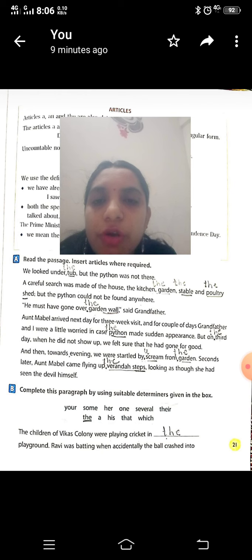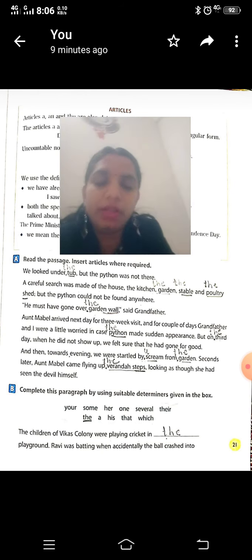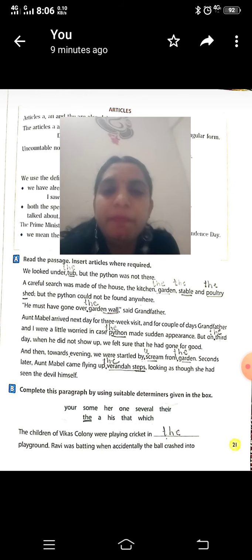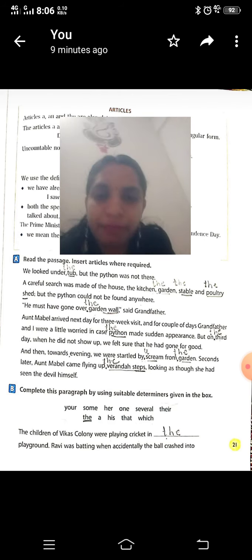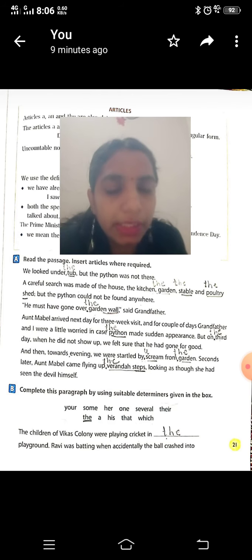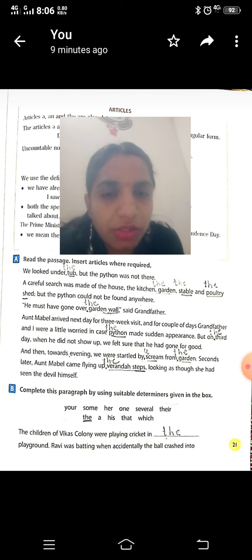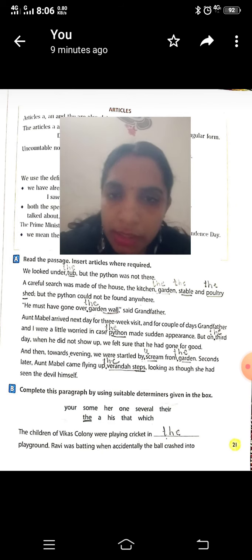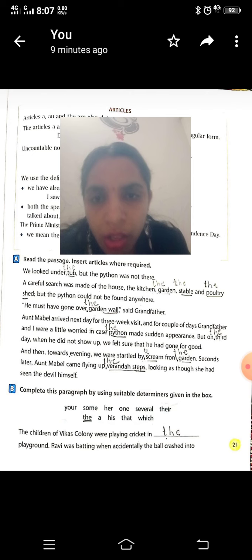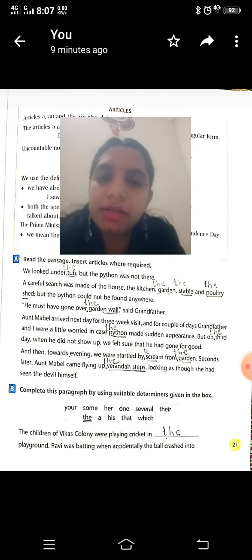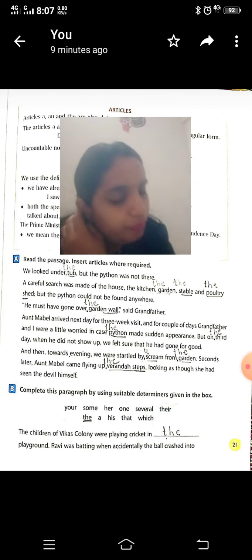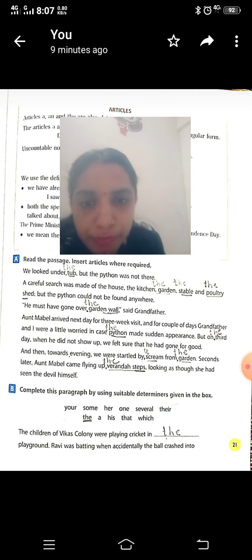Here devil means what? That python. So the whole paragraph is about the python and how they are searching and what happened. In this way, by reading the text, you can decide where you have to use the article, and here they have said specifically to use the article, and articles are also determiners.